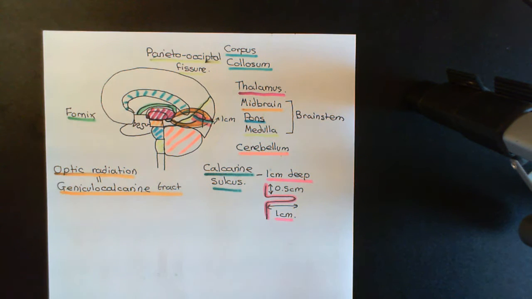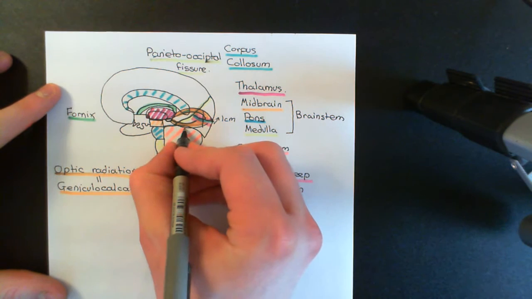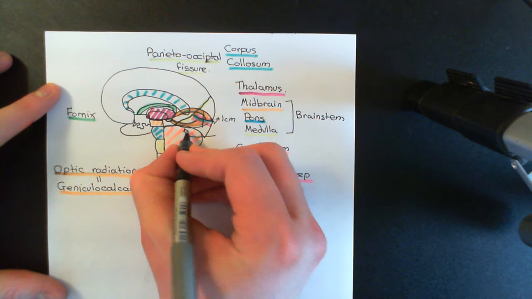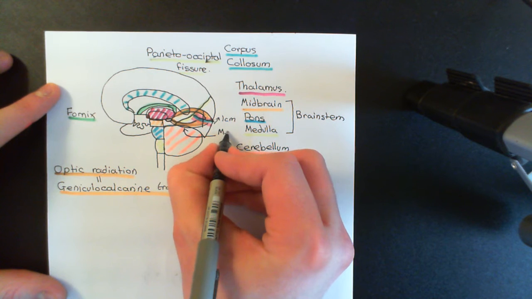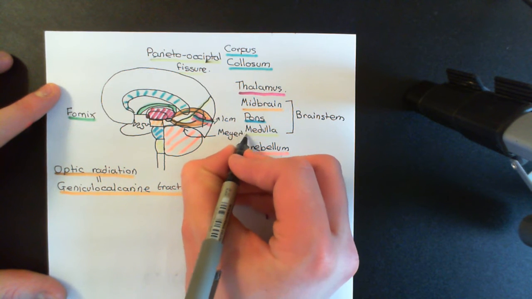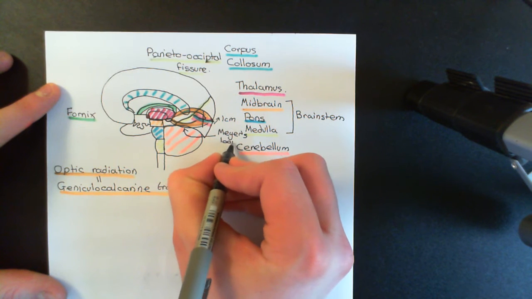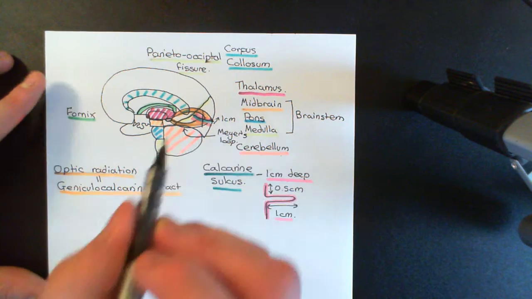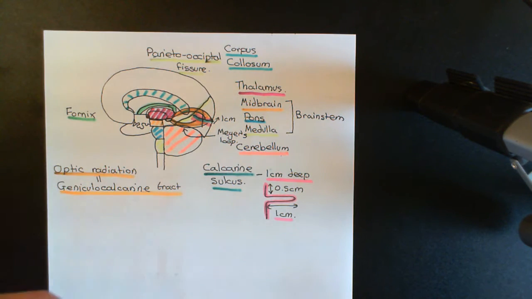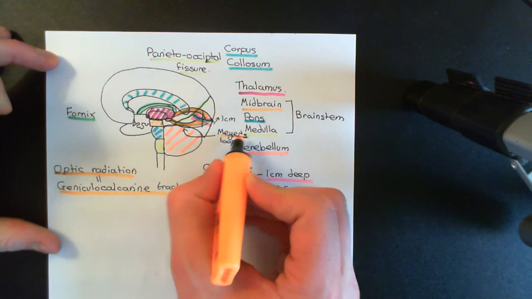Now, you can see that there is an upper portion to the optic radiation and a lower portion to the optic radiation. The lower portion to the optic radiation has a name, another name. It's called Meyer's loop. Okay, so the lower portion of the optic radiation is often referred to as Meyer's loop.